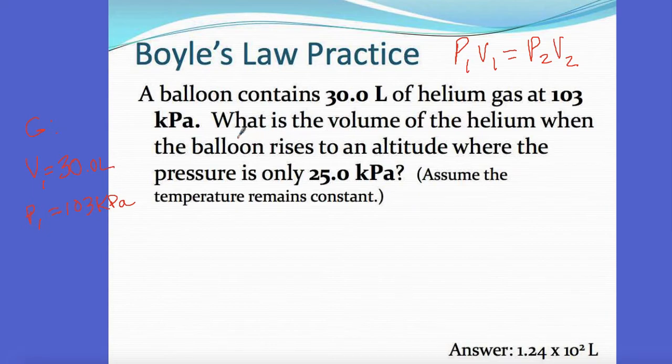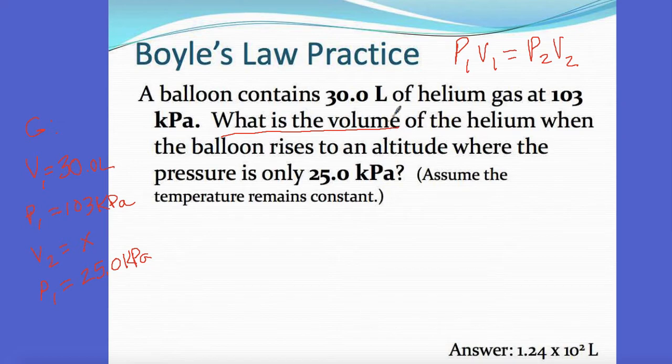And then it says, what is the volume? That's our unknown. When the balloon rises to an altitude where the pressure is only 25 kPa. I want to talk about that in a second. Remember we said when you're on Mount Everest, there's less pressure. So the helium balloon is going to go up, up, up into the air, and eventually the pressure is going to get lower and lower. And so the balloon will get bigger. All right, temperature remains constant.